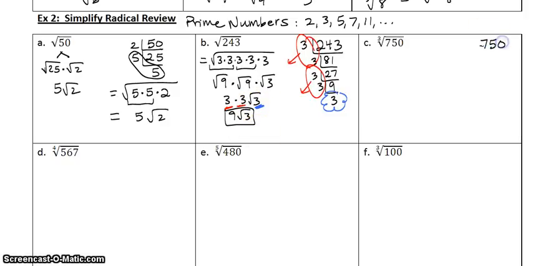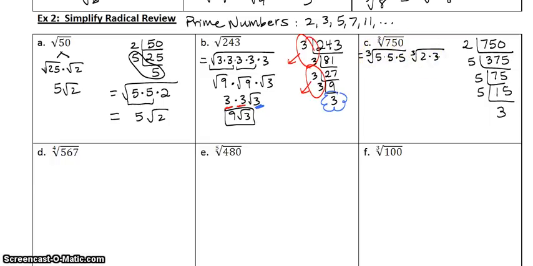So 750 can be divided by 2. The answer is 375. Can be divided by 5. The answer is 75. Can be divided by 5 again. The answer is 15. Can be divided by 5 again. And the answer is 3. Now, for this problem, it's actually a cube root. So in order to find a number that I can pull out, I need something that I can take the cube root of. So I just want to again show you the long way, and then I'll give you a shortcut. 5 times 5 times 5 is 125, and the cube root of 125 is 5. Now, 2 and 3 are left underneath. I multiply them together to get 6.